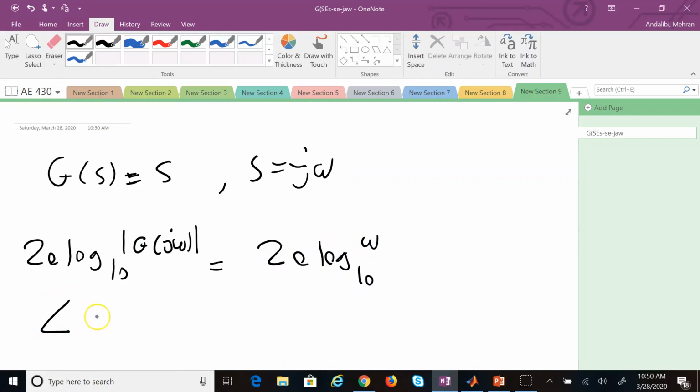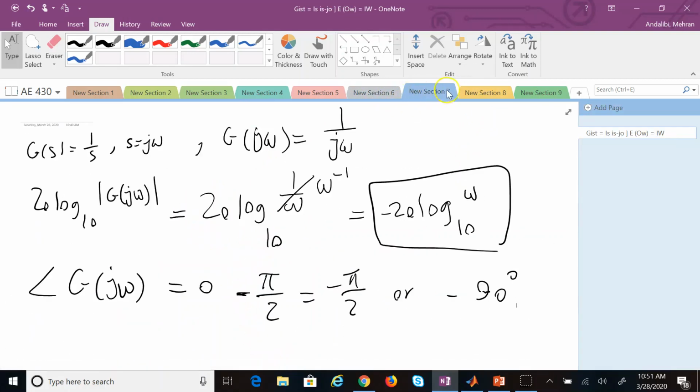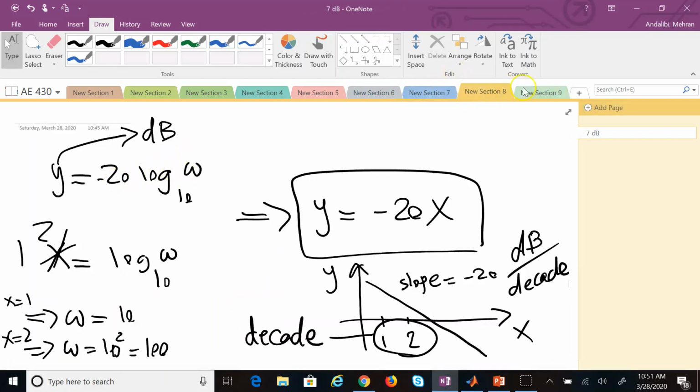And what is the phase of this? What is the phase of j omega? It's simply tangent inverse of omega over 0, so it's positive 90 degrees. So what's the difference between this case and the previous case? Well, a negative. That's all it is. The phase is positive 90 instead of negative, and the magnitude is positive 20 log 10 of omega instead of negative 20 log 10.